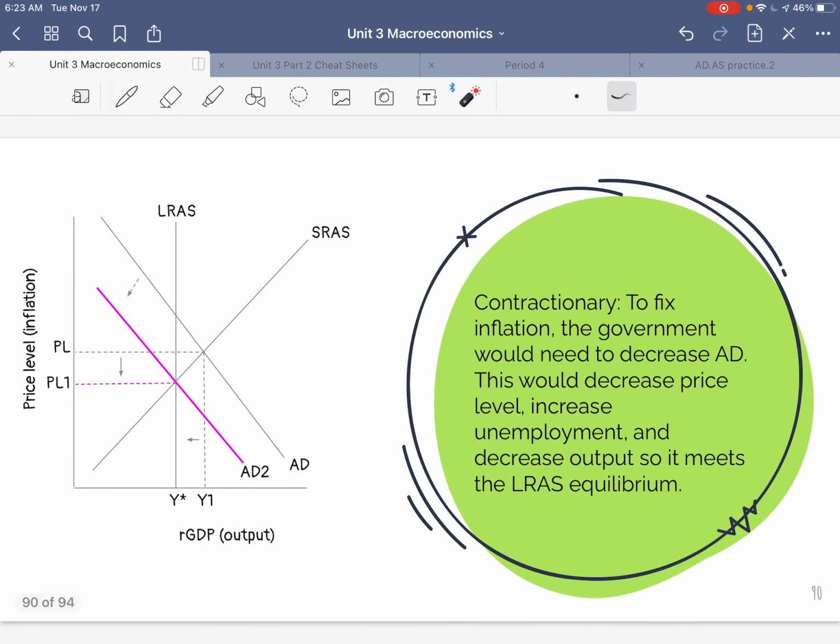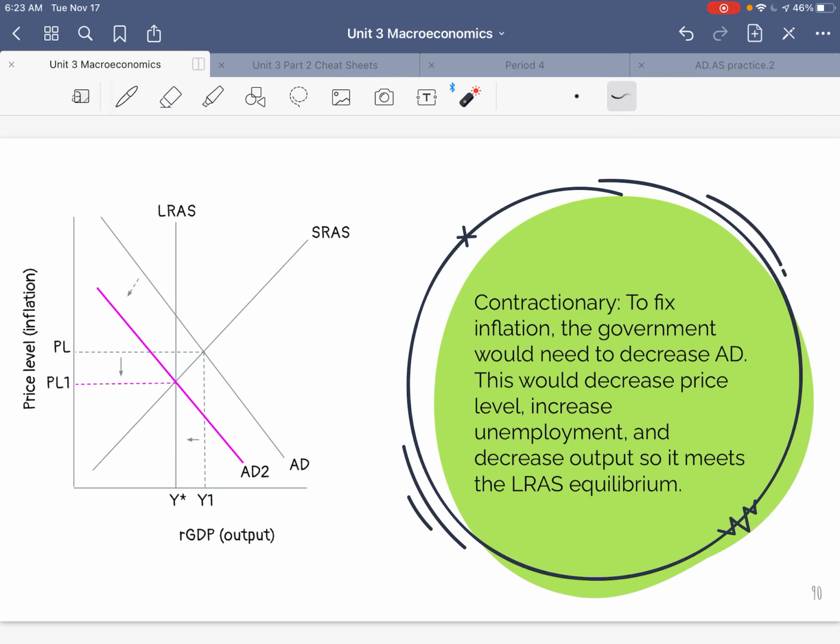The opposite of that would be contractionary. So remember, when the economy is overactive, prices are too high, and it causes people to not want to buy things. That is called inflation, okay? When the value of your money goes down because price levels are increasing and you don't have as much purchasing power, the government wants to fix that.